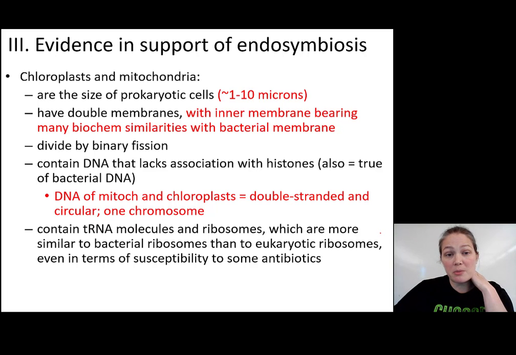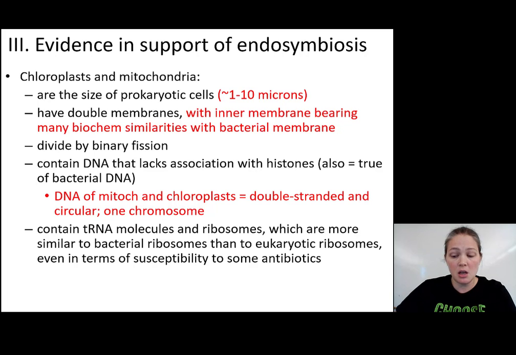Chloroplasts and mitochondria actually divide by binary fission, which is how prokaryotes divide. They contain DNA that does not have histones, which we know is true of bacterial DNA. Also, the DNA in mitochondria is double-stranded and circular, just like in bacteria, just like in prokaryotes. They have that circular DNA chromosome. And they contain tRNA and ribosomes that are similar to bacterial ribosomes and tRNA molecules as compared to eukaryotic.